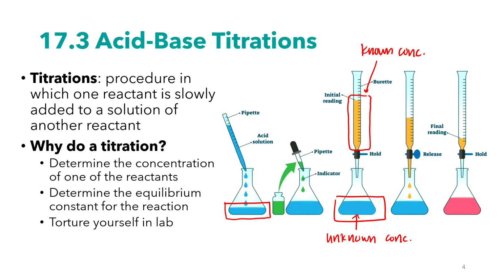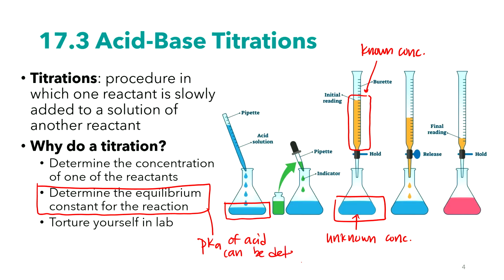We'll find that we can also determine the equilibrium constant for the reaction. In this case, we can find what the pKa of our acid is. All of this hinges on our ability to find and interpret the equivalence point. So that's our next slide. We want to know, when do we hit the EP, or the equivalence point? Let's talk about what the equivalence point is.